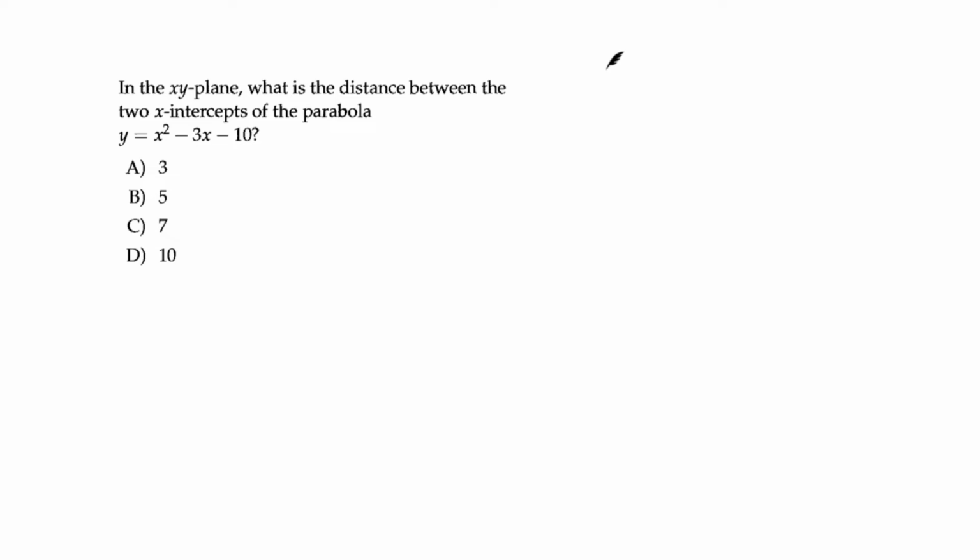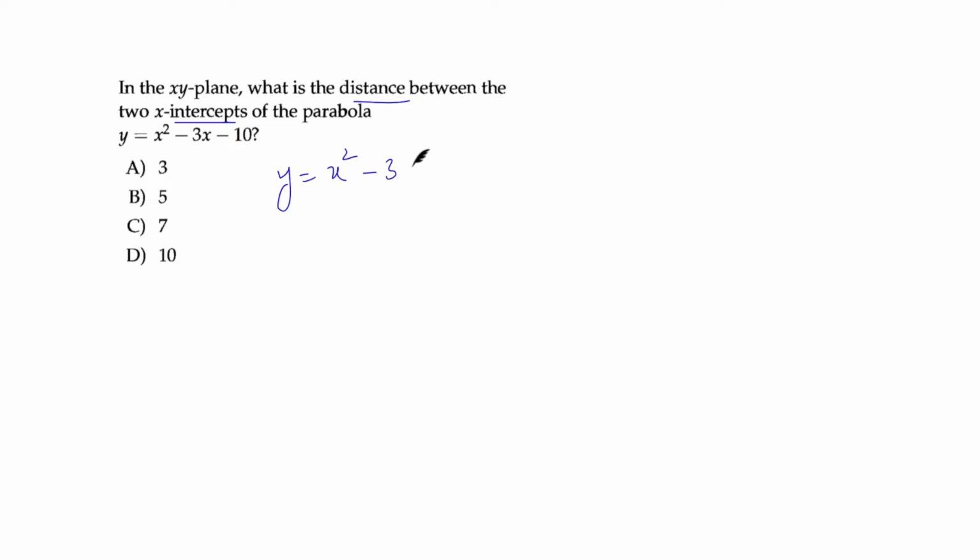Let's now solve various questions and apply all the concepts that we have learned so far. Let's begin. In the xy plane, what is the distance between the two x-intercepts of the parabola? Two x-intercepts. That means that you have to factorize this equation. That's it. And I am assuming you know how to factorize a quadratic equation now.